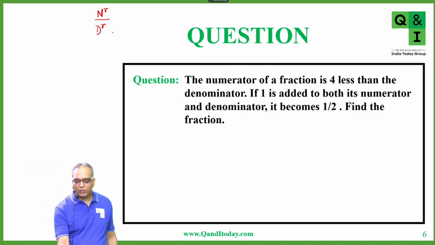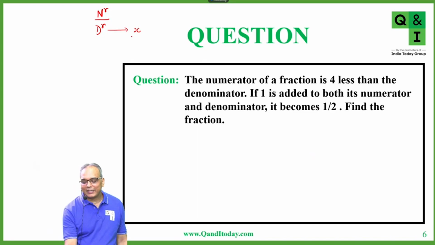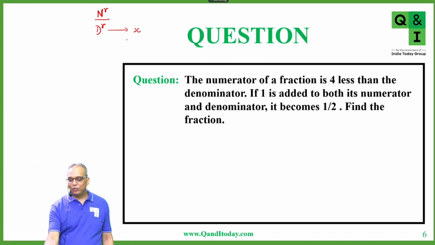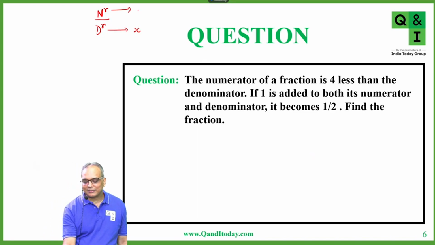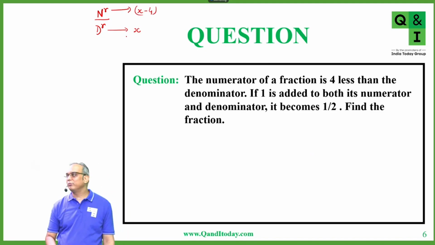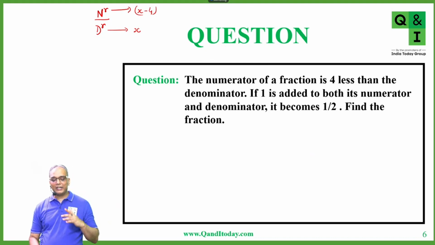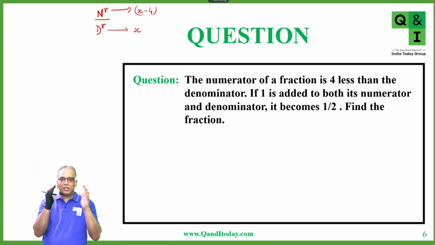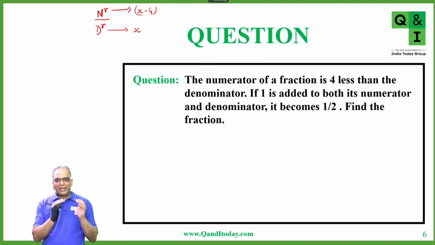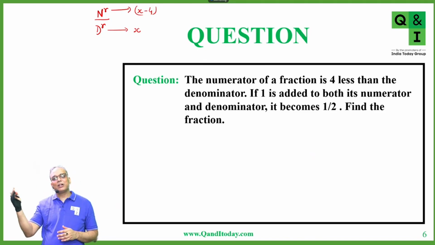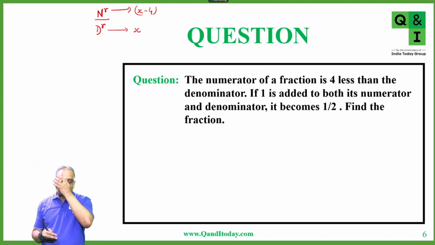So here what you will do, you will consider the denominator as, let's say, x. Then the numerator is 4 less, means x minus 4. This is the value of the numerator. And then they are saying if 1 is added to both numerator and denominator, means x minus 4 plus 1 divided by x plus 1, it becomes 1 by 2. Quickly solve it and let me know the answer.